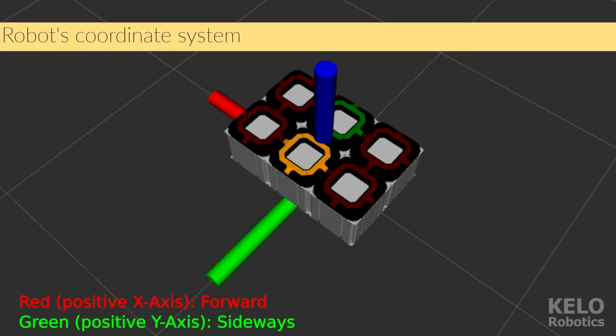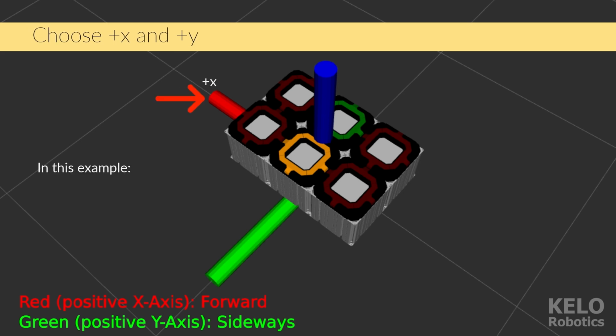Decide the robot's coordinate system. Choose a reference for positive X forward and positive Y left. Define the center of rotation, 0, 0, usually at the robot's geometric center.